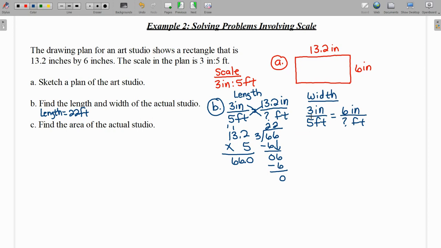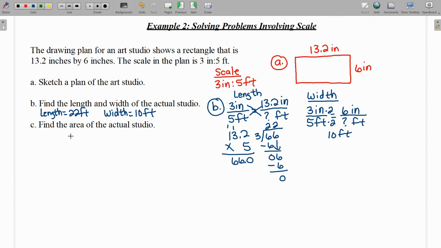Well, you might be able to look at this and say, I have 3 inches on top. In order to change 3 inches into 6 inches, I would have had to multiply that 3 inches by 2. Now, since you multiplied the numerator by 2, you're going to have to multiply the denominator by 2 as well. So 5 times 2 is actually going to give me 10 feet. So the width of this art studio in real life is going to be equal to 10 feet. And that's going to answer part B for us.